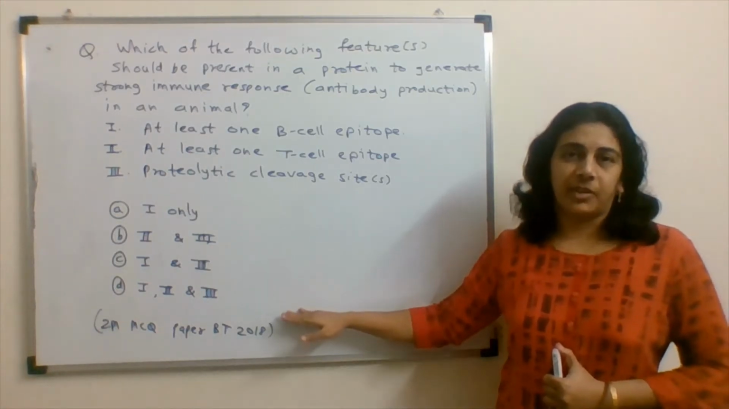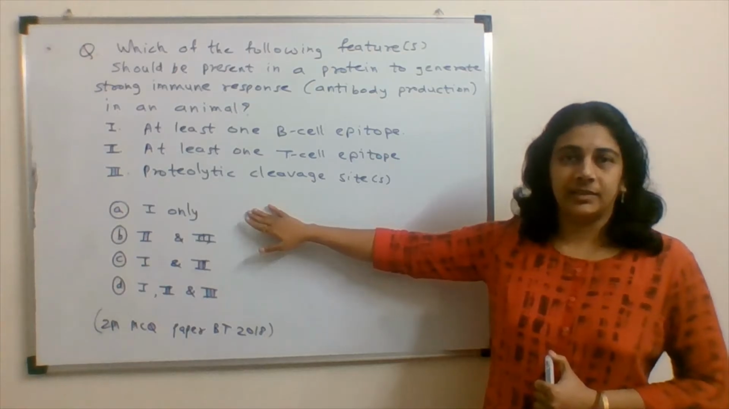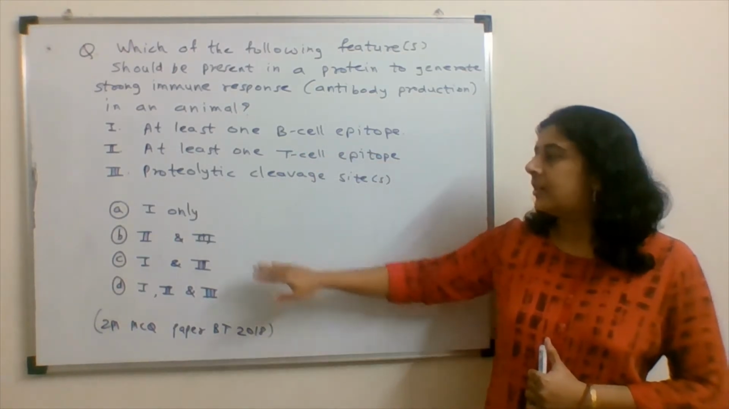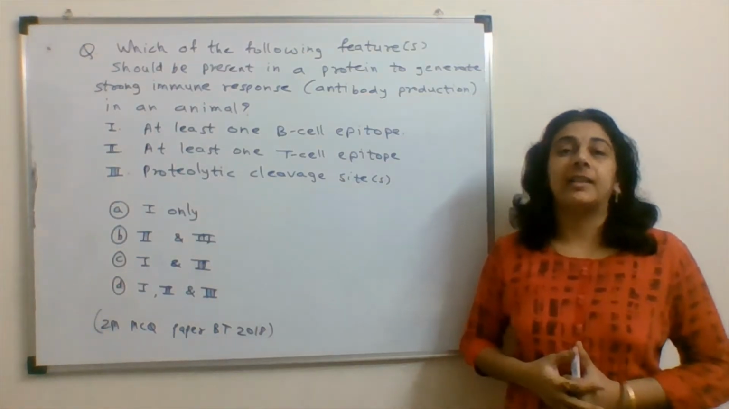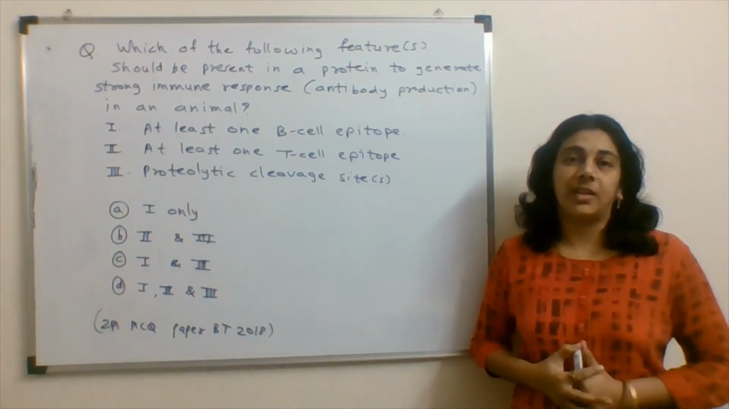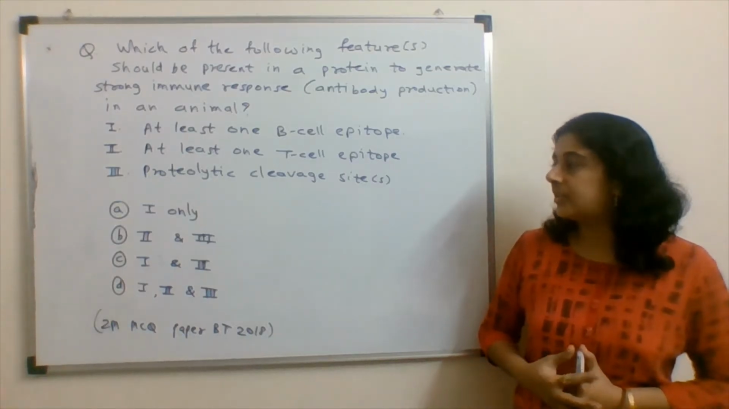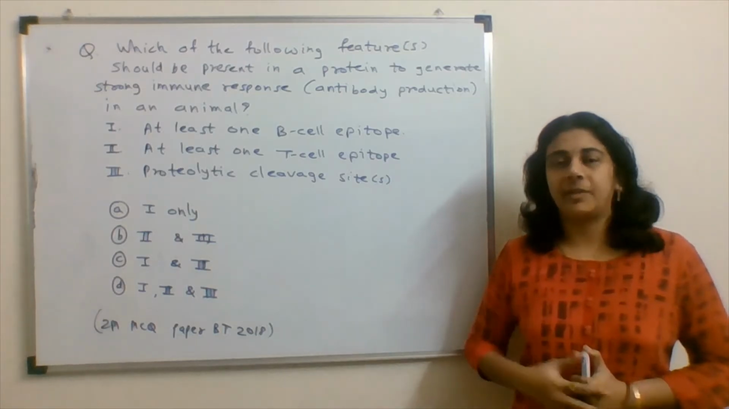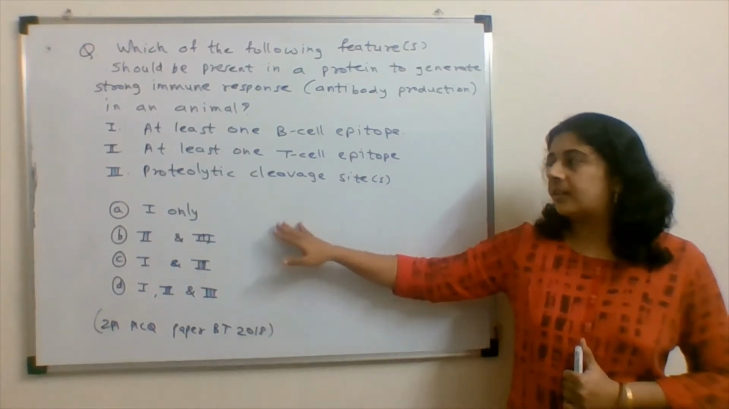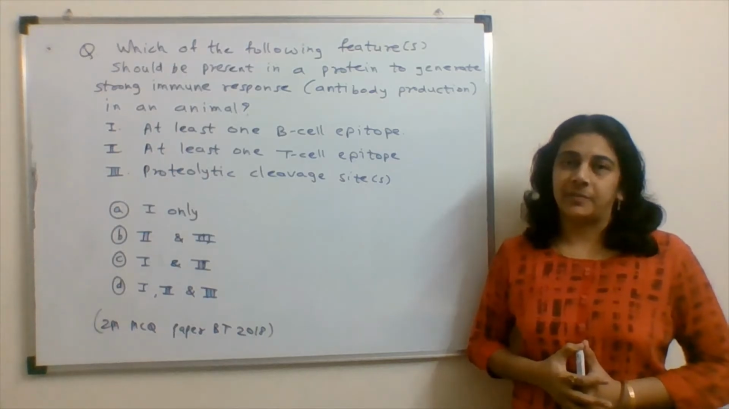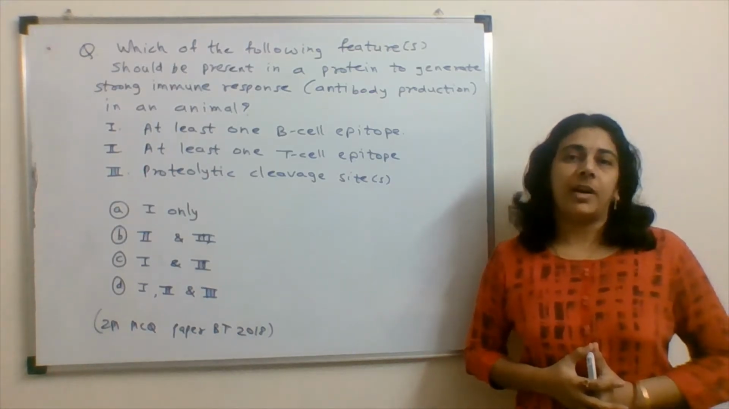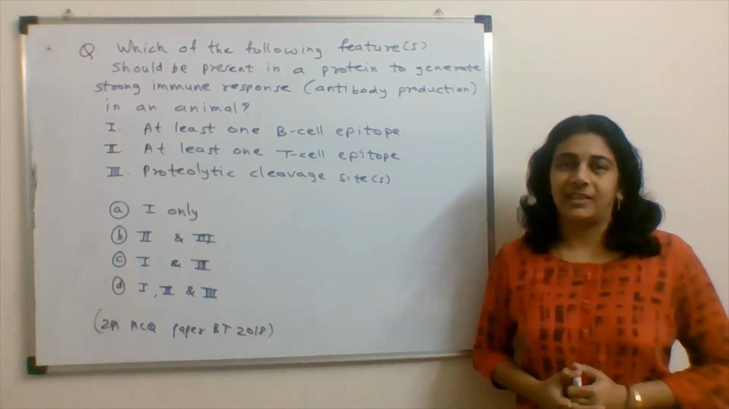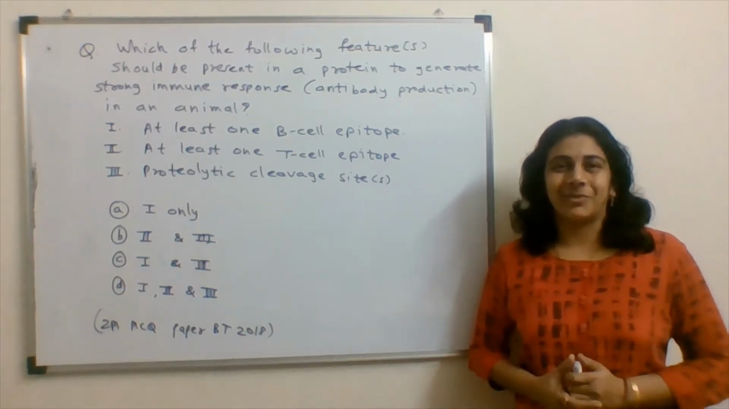So the options for the question is one only, that is only presence of only B cell epitope is sufficient, or is it that T cell epitope is present and proteolytic site is present, that is sufficient, or first and third option is okay, or all three must be there. So these are the four options for our question. This is a 2-mark MCQ type of question from paper of Biotechnology 2018. So let's solve this question.